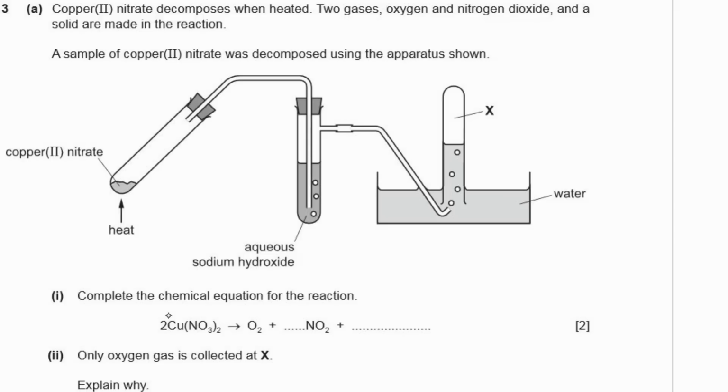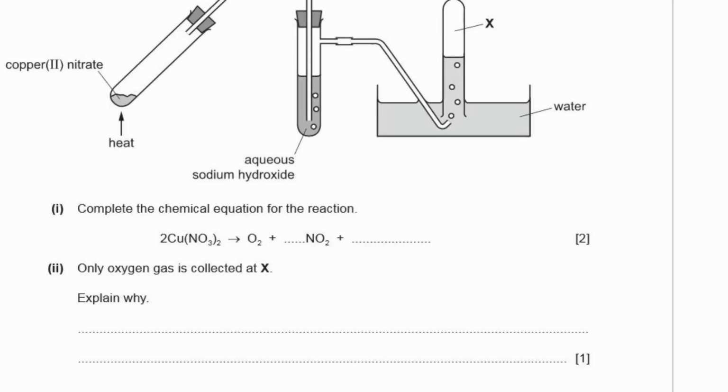All right, so let's look to see what it says. 1. Complete the chemical equation for the reaction. Okay, so first of all, we have 2 copper nitrate produces oxygen plus a certain number of nitrogen dioxide and then something else. Okay, let's look at the Ns. We have 4 Ns, so 2 from the nitrate and 2 because there's 2 moles of it. So there's 4 Ns, so there should be 4 there.